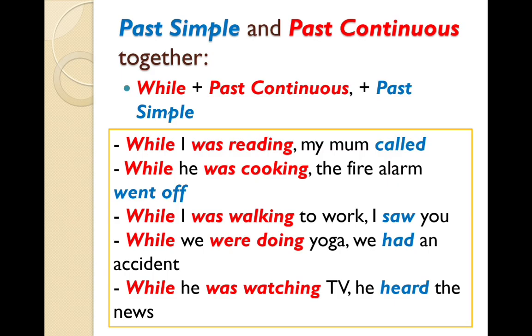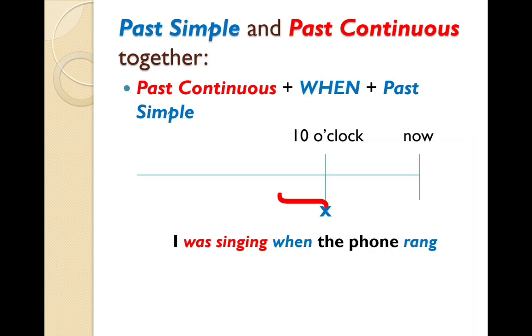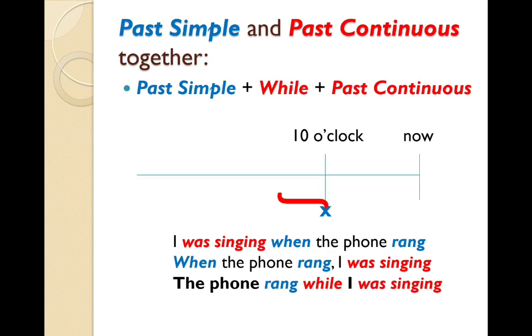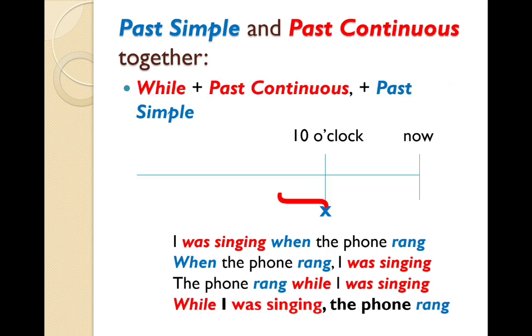Let's see one more example of how you can use the past simple and past continuous in 4 different ways with no change in the meaning. I was singing when the phone rang. When the phone rang, I was singing. The phone rang while I was singing. While I was singing, the phone rang.